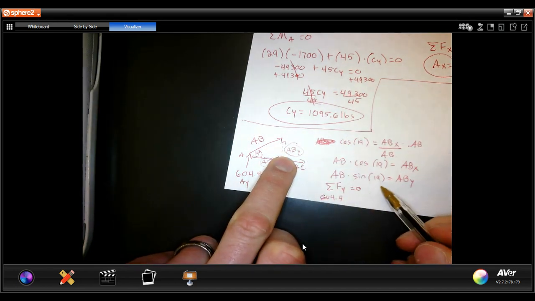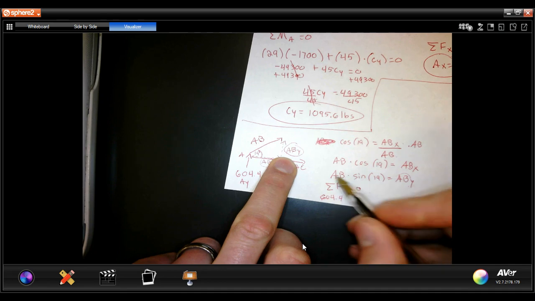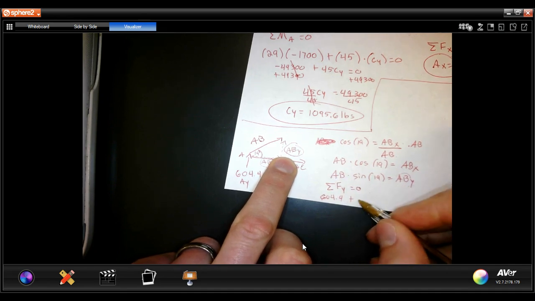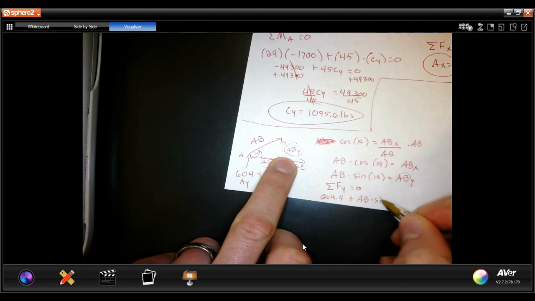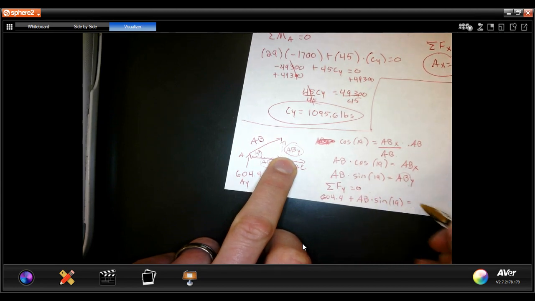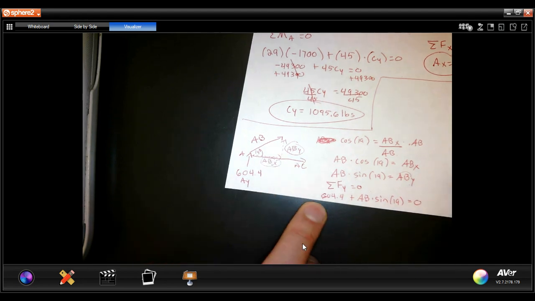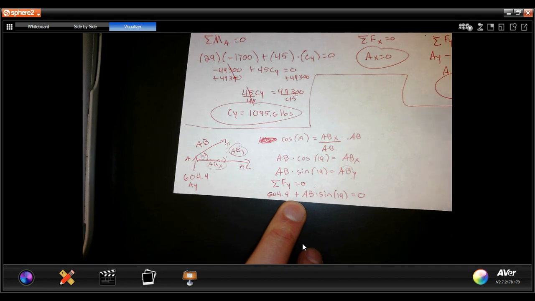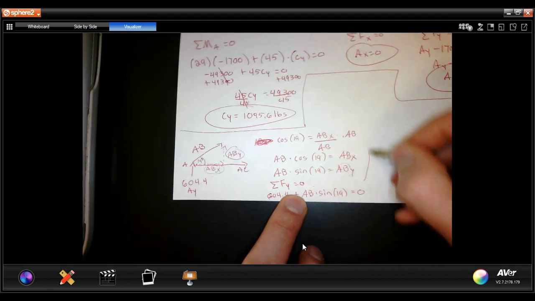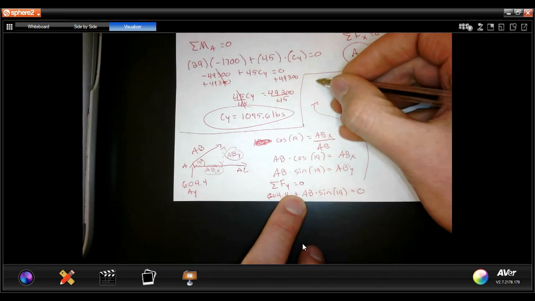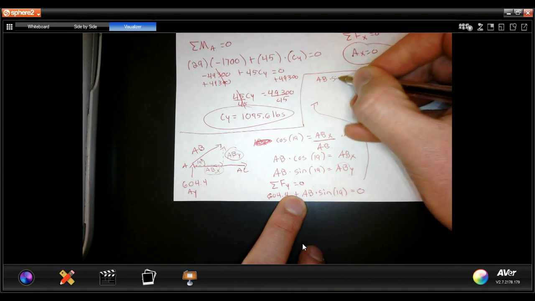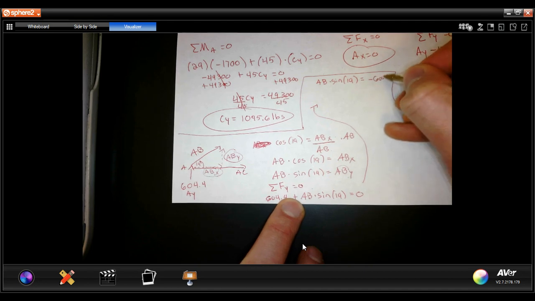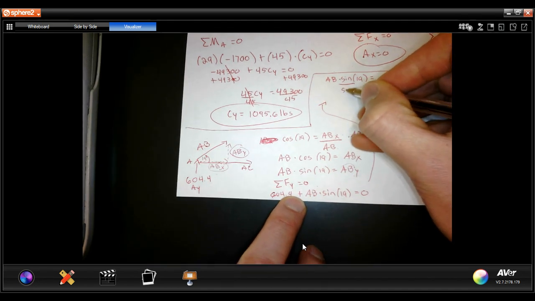But again, what we did in class is we know that ABY is equal to AB times sine 19. So we can replace ABY with AB times sine 19, and that has to equal 0. To solve this, you subtract 604.4, and I'll do this up here. So AB times sine 19 is equal to negative 604.4, and then you divide by sine 19.